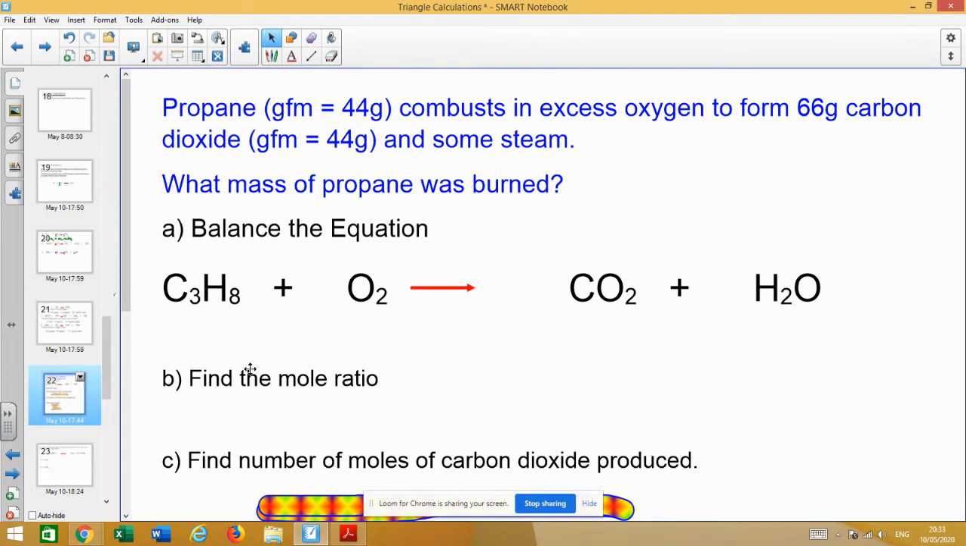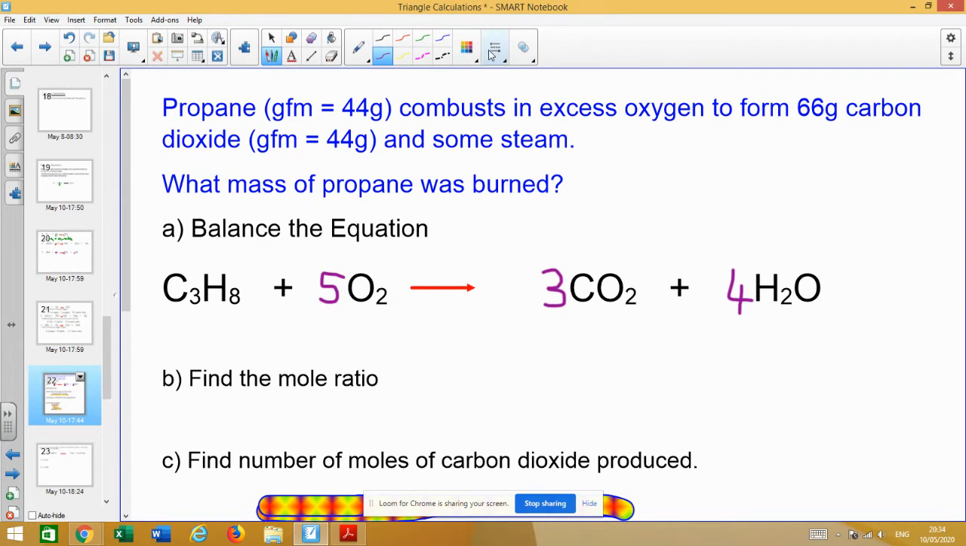So the first thing we do is we balance the equation. In this example, there are 3 carbons on this side and only 1 on this side, so we need to times this one by 3. And then there are 8 hydrogens here and 2 here, so we need to times this by 4 to give us 8. Overall, that gives us 3 times 2, which is 6, plus 4, 10 altogether oxygens. So we need to times oxygen by 5.